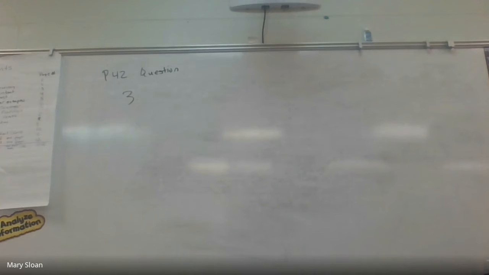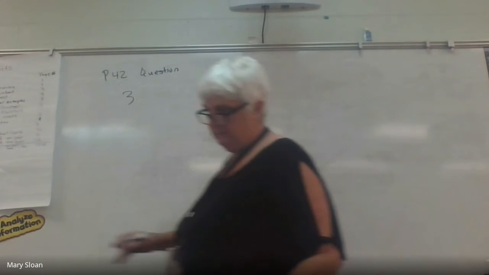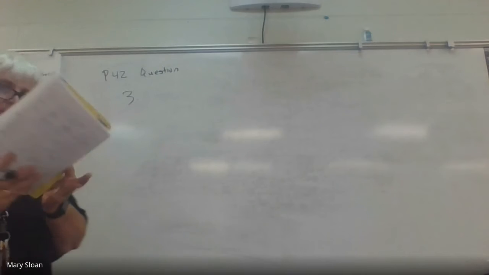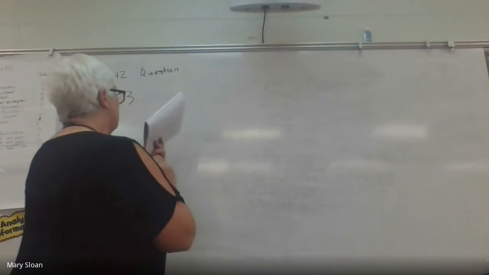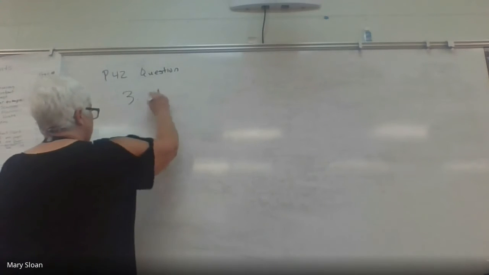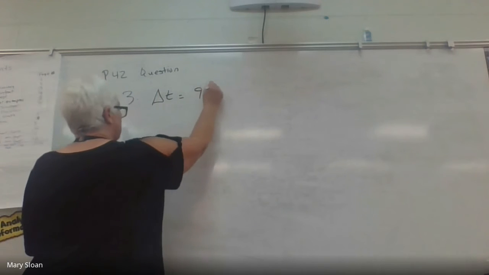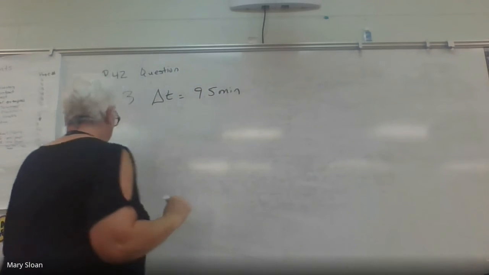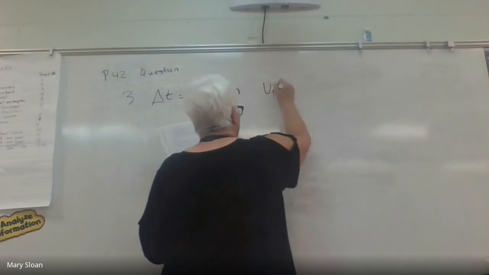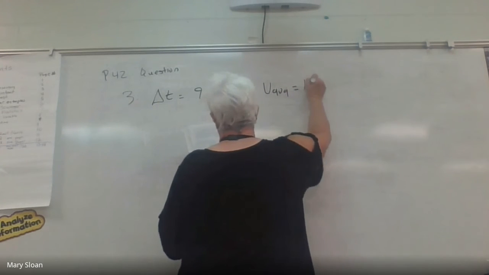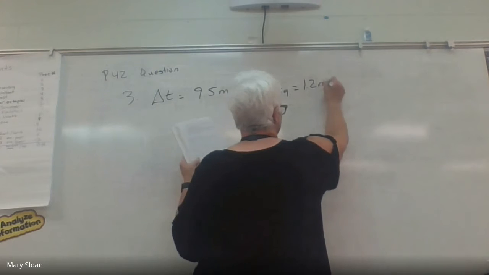Question 3 says it takes 9.5 minutes to walk with an average velocity of 1.2 meters per second north from the bus stop to the museum entrance. What is the displacement? Okay. So we have where he left, and the change in time is 9.5 minutes, right? My average velocity is 1.2 meters per second.